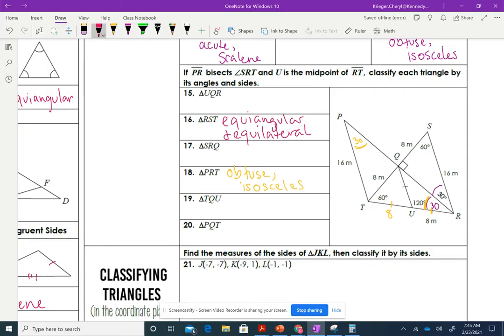PQT. All right, well, we have a set of vertical angles here. And if this angle at Q is 90, then the opposite side is also 90. Okay, so this is a 30, 60, 90 right triangle. So I'm going to say that PQT is right and scaling.